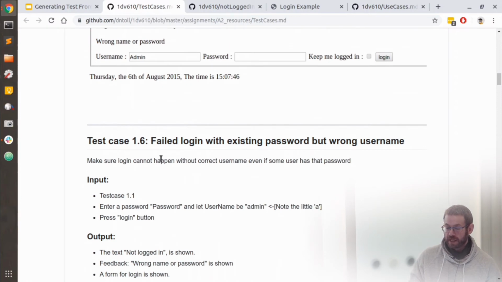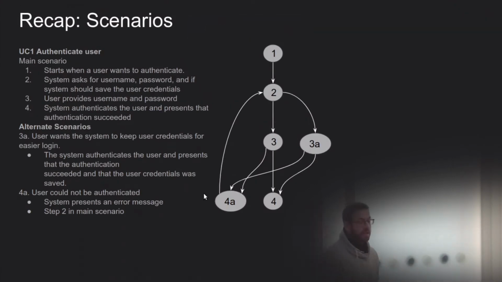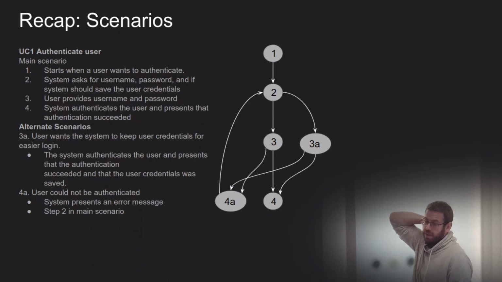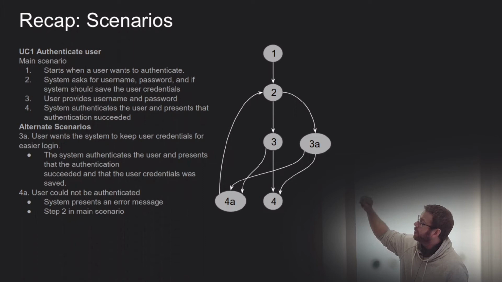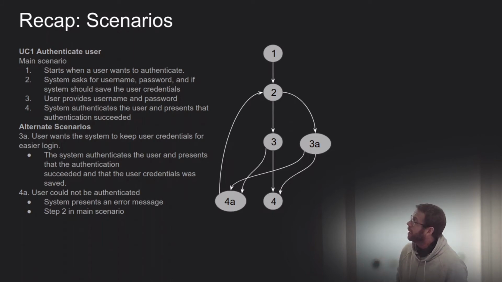And we have a lot of these test cases. Actually, many of these test cases are for the same use case. So if you take a look at this use case, authenticate user, we have different scenarios of this. And a scenario is a different path through the different steps in the use case. I talked about this in the last lecture and showed you this. So the main success scenario was 1, 2, 3, 4. And the scenarios so far that we've looked at were 1, 2, 3, and 4A. Step 2 is that it should ask for username, password, and whether the system should save the user credentials. So 1, 2 was the first, and 1, 2, 3, 4A, 2 was the second.